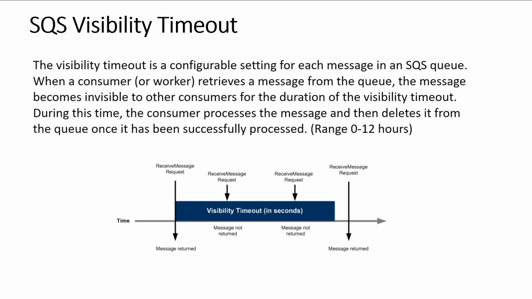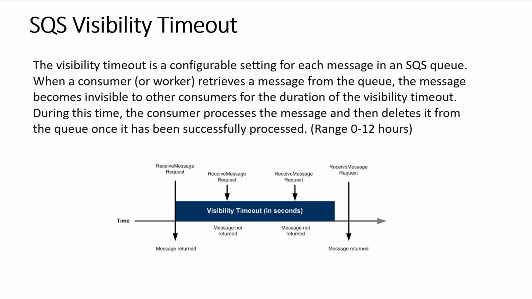What is SQS visibility timeout? The visibility timeout is a configurable setting for each message in an SQS queue. Whenever a consumer retrieves a message from the queue, the message becomes invisible to other consumers for the duration of the visibility timeout. During this time, the consumer processes the message and then deletes it from the queue once it has successfully processed. Now, if you take a closer look at this diagram, you can understand the concept of visibility timeout.